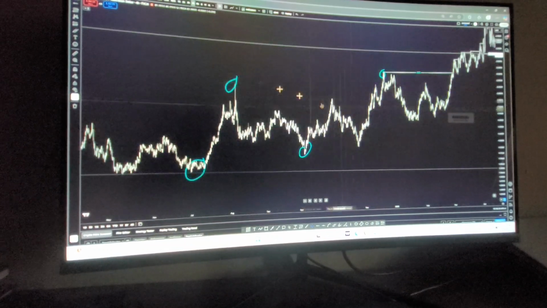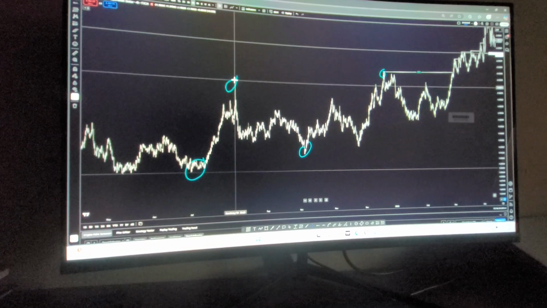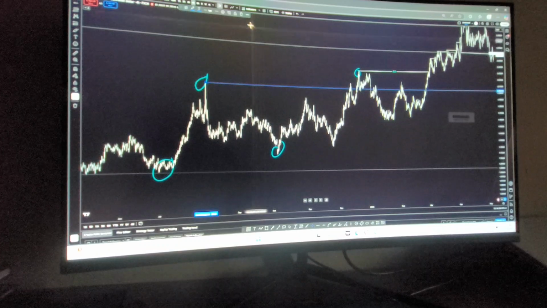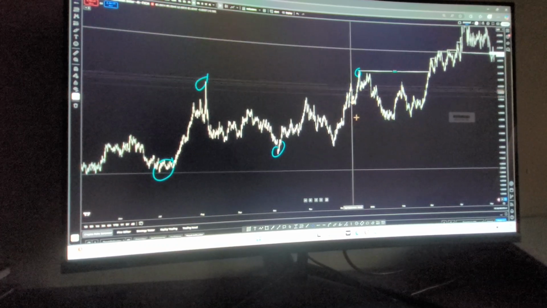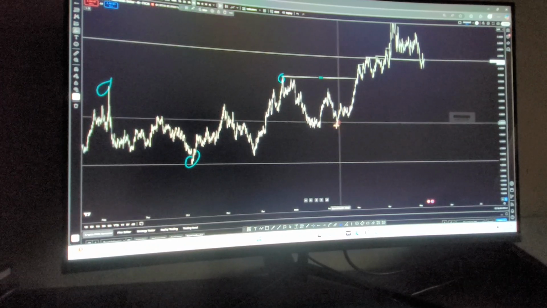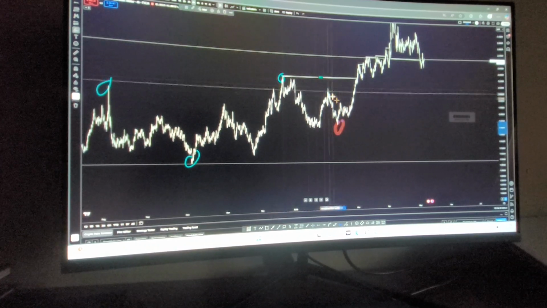You can see I'm calling it a weak high because price is breaking it. That's the reason why I'm calling it a weak high. You can see price created another strong low right here and price took out the weak high.